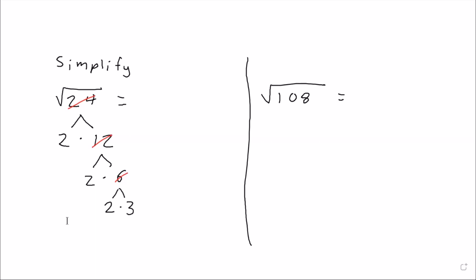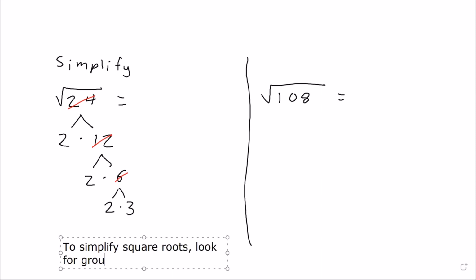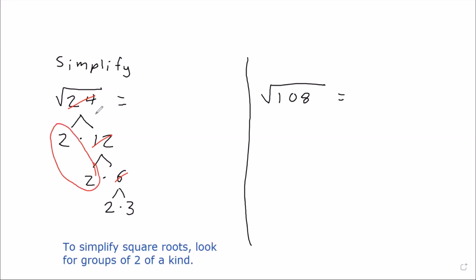To simplify square roots, look for groups of two of a kind, or pairs if you want to think of it like that. In our factor tree, what do we have a group of two of a kind of? Well, we have a group of two twos. The group of twos is going to go outside of a square root as a single two.